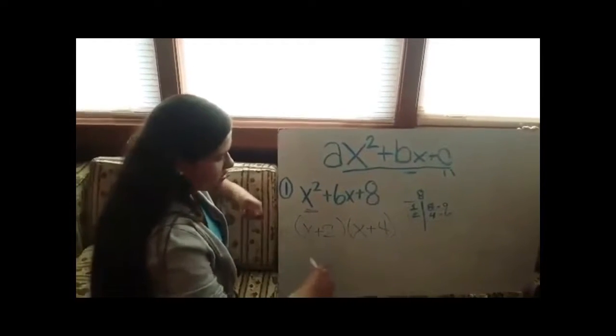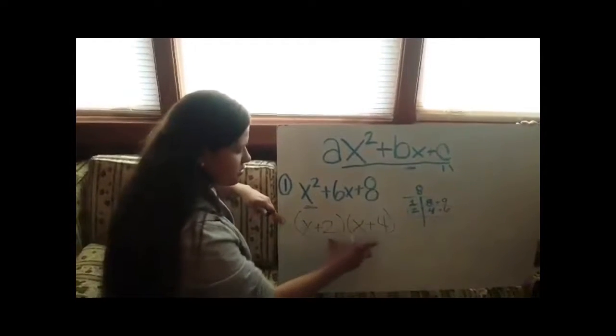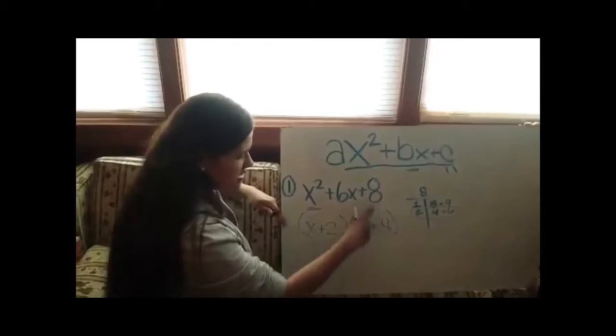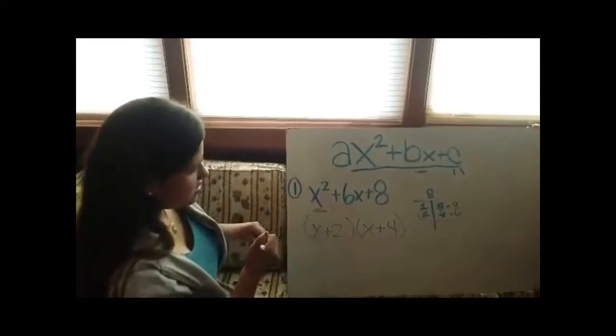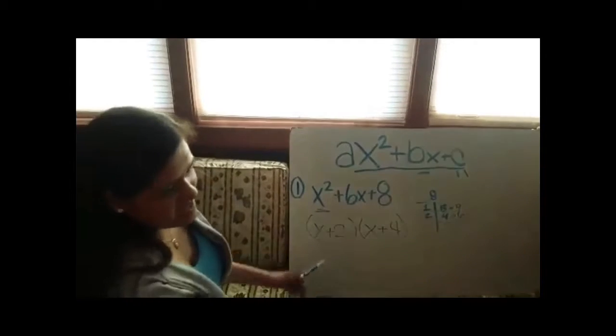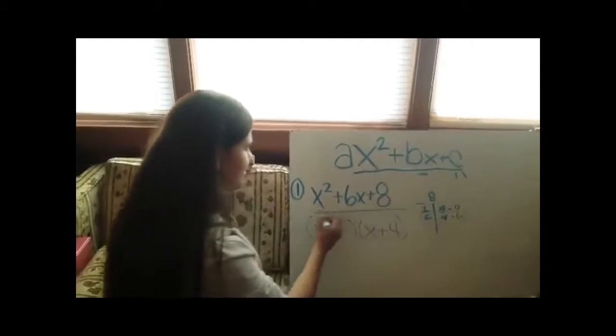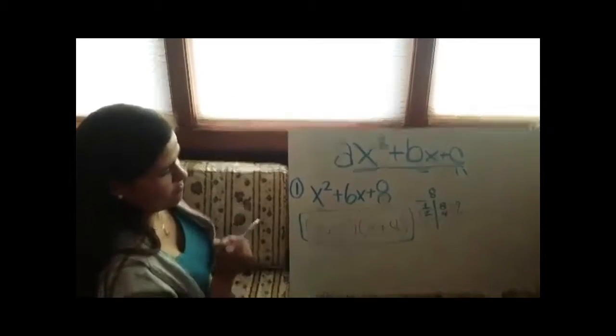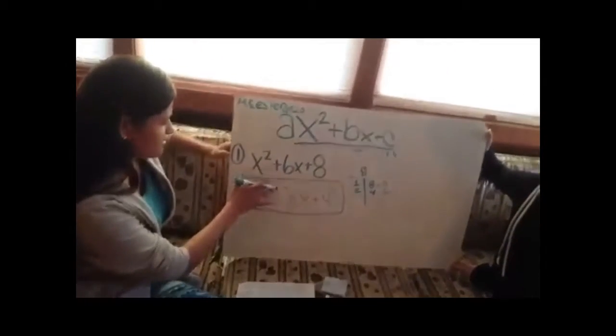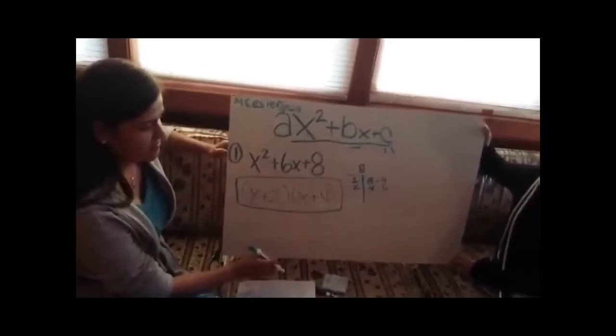Alright, so if we multiply these two numbers, 2 times 4 gives us 8. And if we add them, it gives us 6, and we have our x squared. So this is the answer. This is the factored version of the trinomial. That's it. So what if a number was negative?